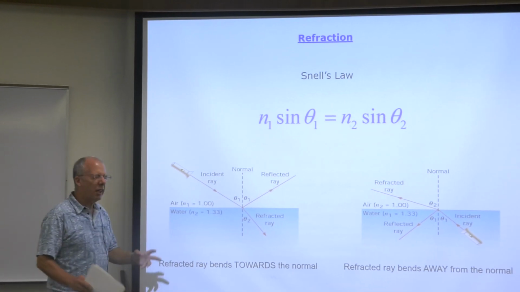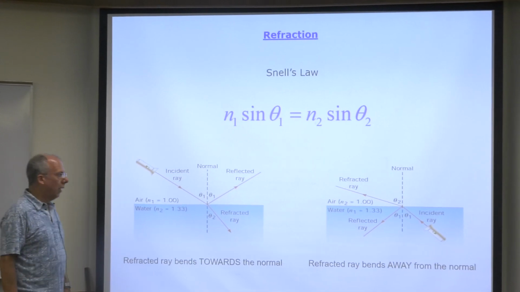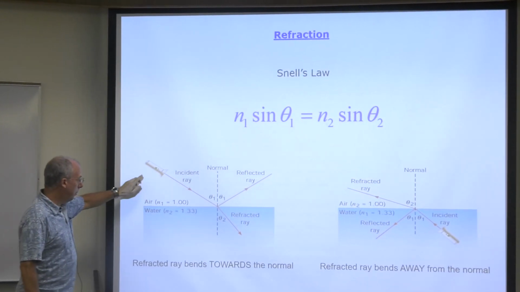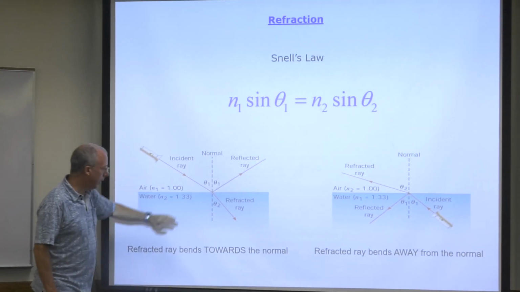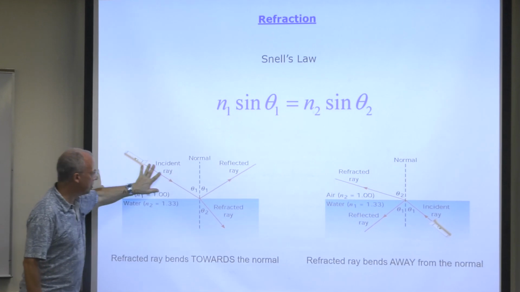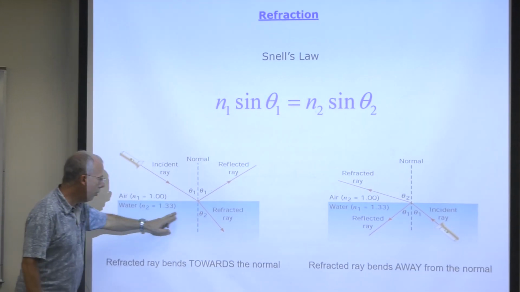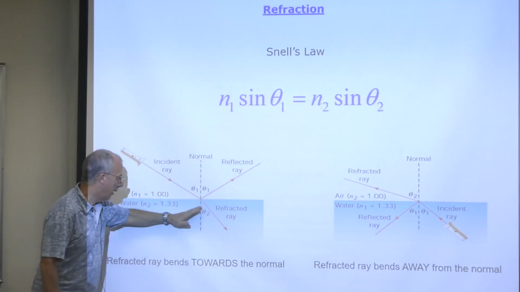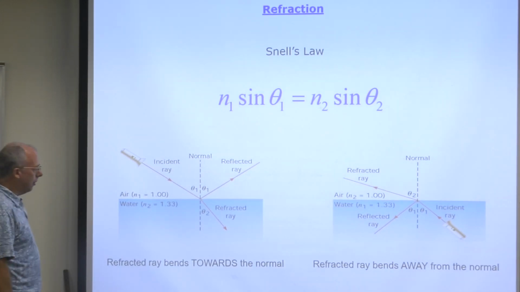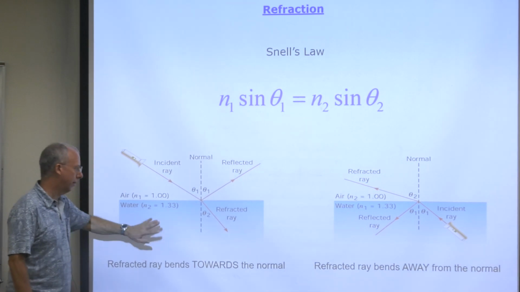There's a convention or an agreement. We always use n1 and theta 1 to refer to the incident side, and theta 2 or n2 is always the other one, the outgoing.